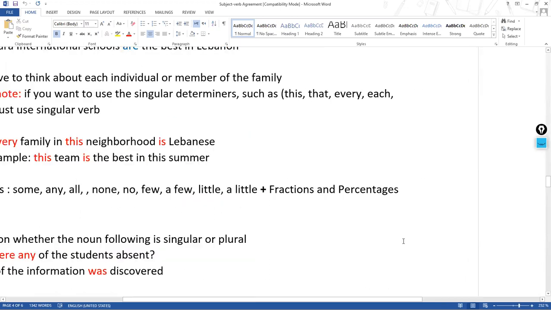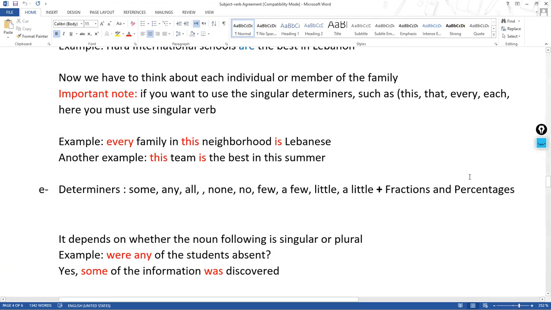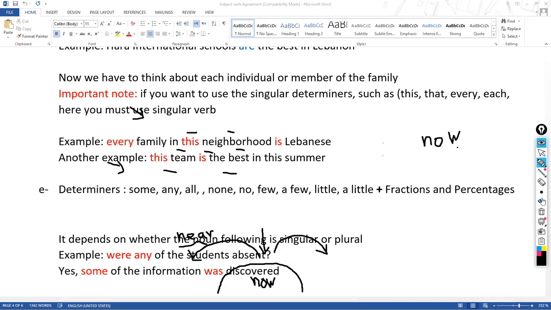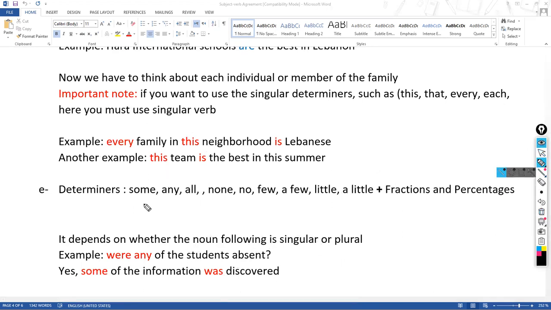If you notice rule E, we have something which is called in English determiners. Let me erase my board. Determiners are: some, any, all, none, no, a few, little, a little. So all these words are called determiners. But before discussing the rule, Suna, we have to know the difference between some, any, few, a few, a little.